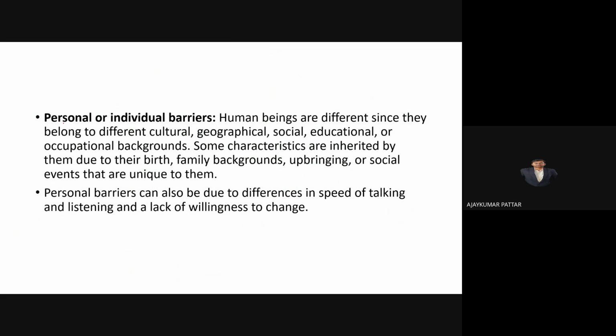And another one is personal or individual barriers, because everyone is different, because of geographical, social, educational, occupational background, some inherited characteristics or family background, everything is different for different persons. Then persons also have different speeds in talking and listening. That all matters in effective communication. So that thing we call personal or individual barriers.